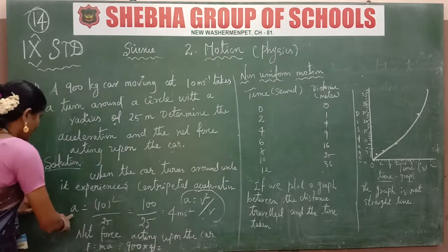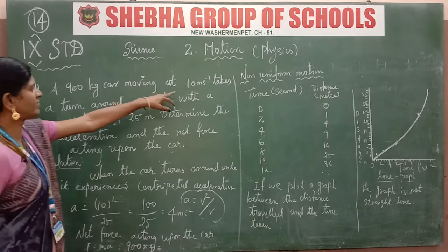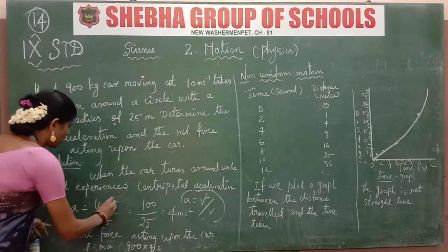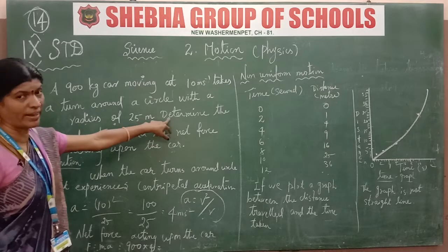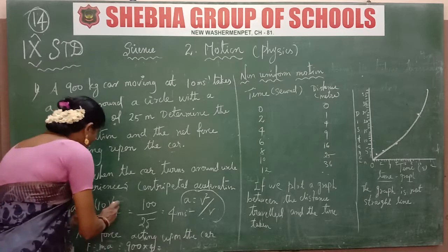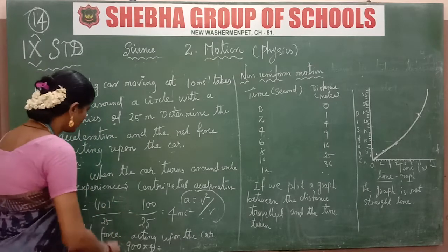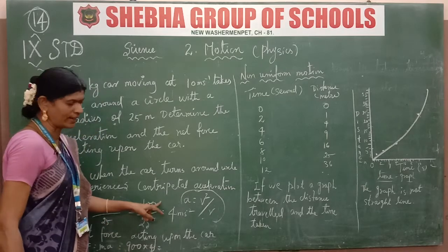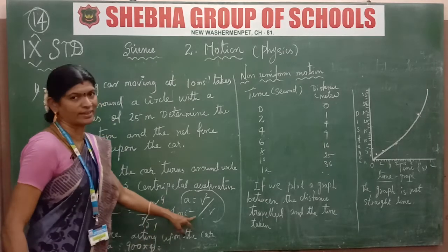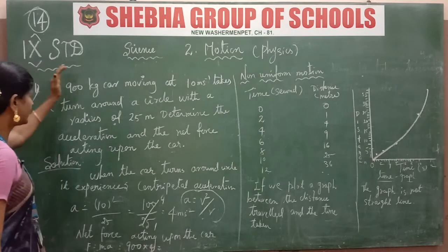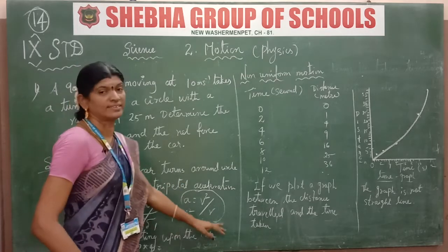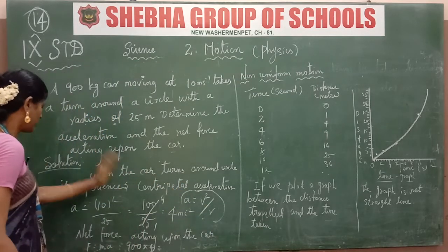So, for example, acceleration: the car is moving at 10 meters per second, so 10 to the power of 2, divided by the radius, 25 meters. Determine the acceleration. So 10 to the power of 2 by 25 equals 10 into 10, 100. 100 by 25 equals 4. So 4 meters per second squared. So the acceleration of the 900 kg car is 4 meters per second squared.